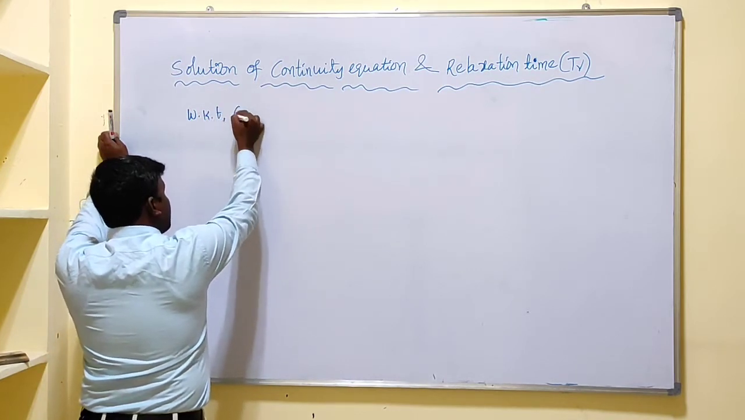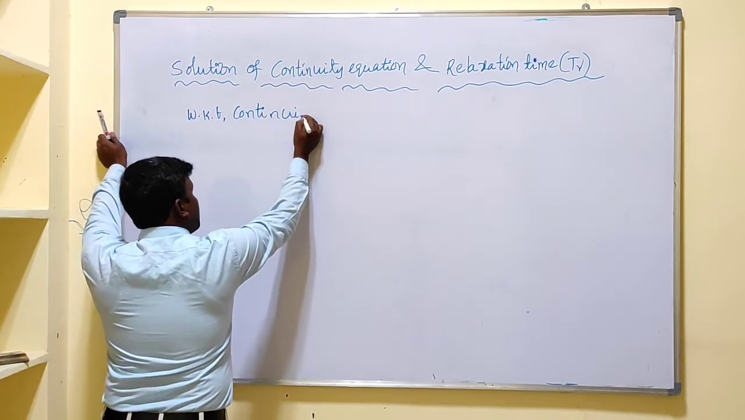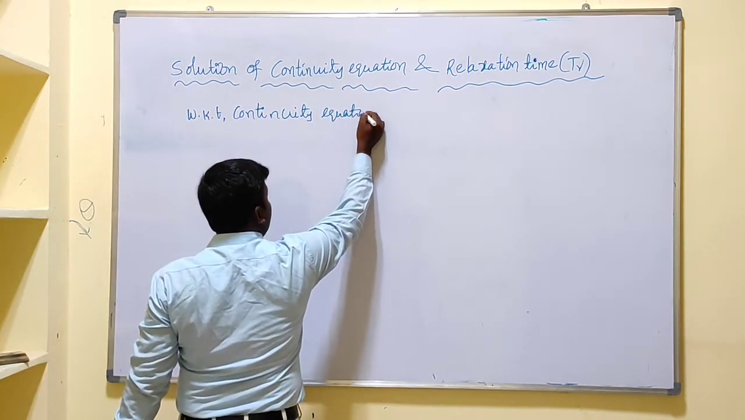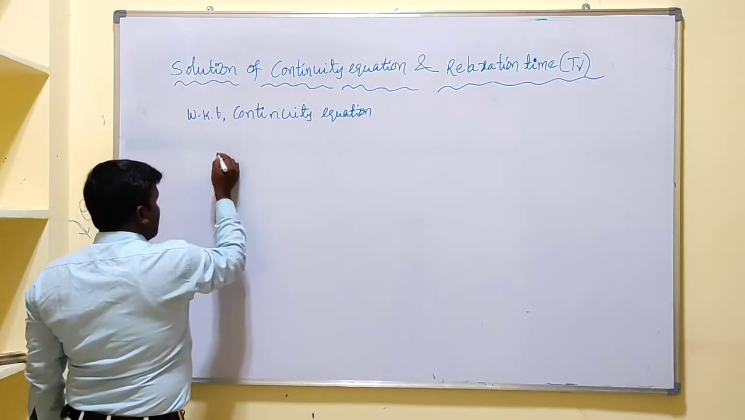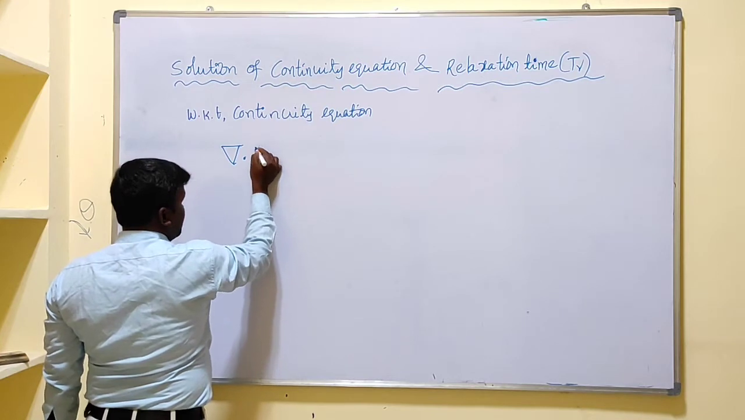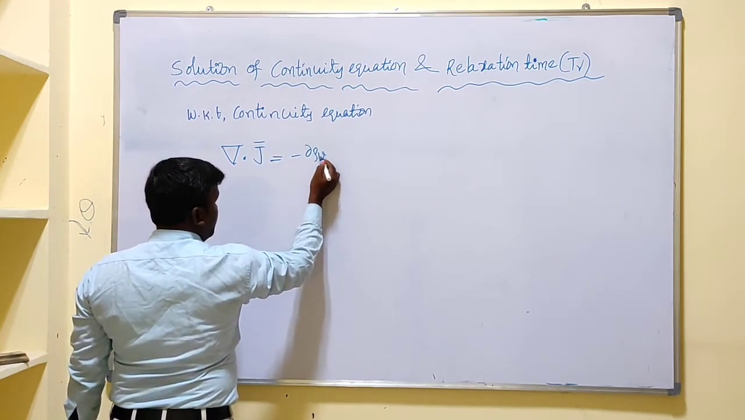What is the continuity equation? In the previous class, we discussed and derived this continuity equation. Del dot J equal to minus dou rho V by dou t.